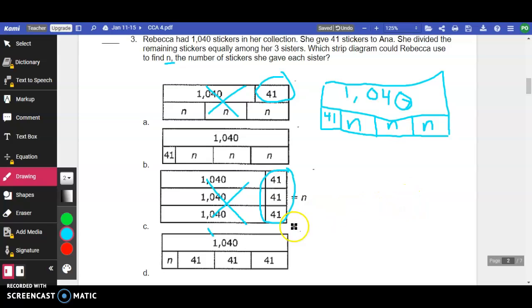Now we could have said, hey, this means that it's not D because we are not giving away 41 more than once. Or we could have completed our thinking and found that yes, indeed, B is the correct answer.